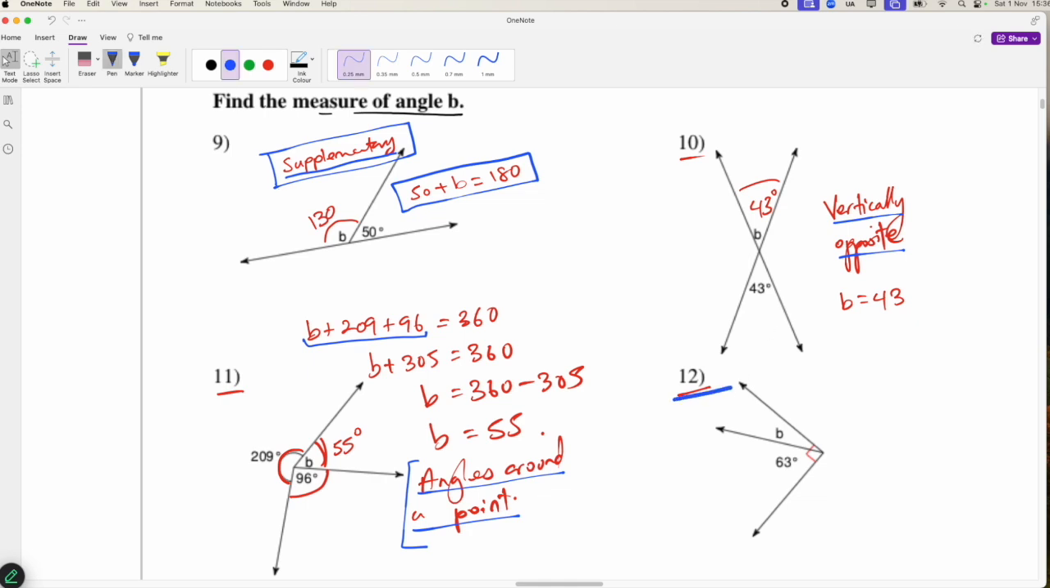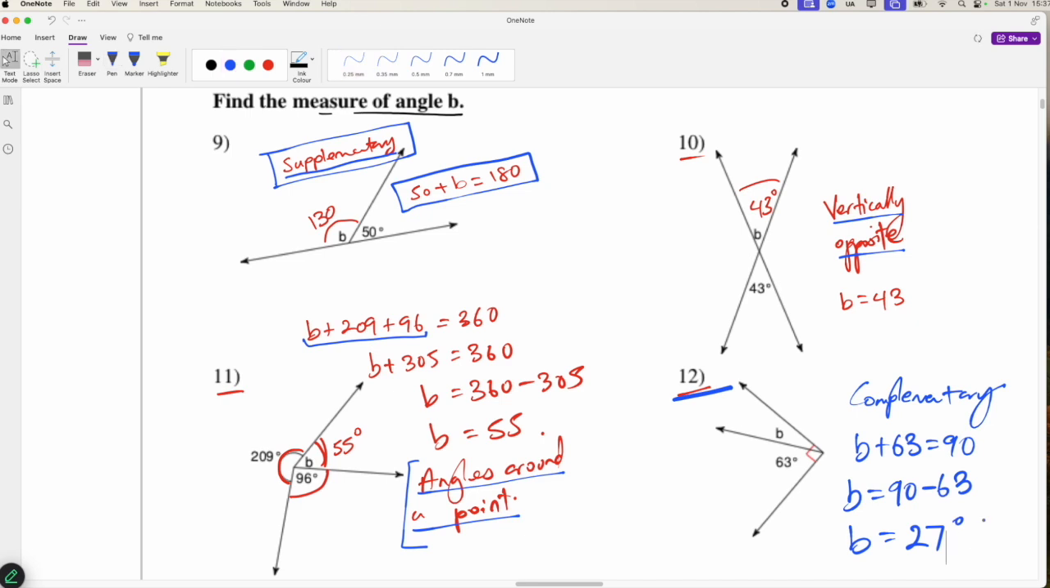So where's the reason for number 12? Right angle. Oh, it has a C word. A complementary angle. Thank you. Complementary angles add up to 90 degrees. What is 90 minus 63? 27. Thank you very much.